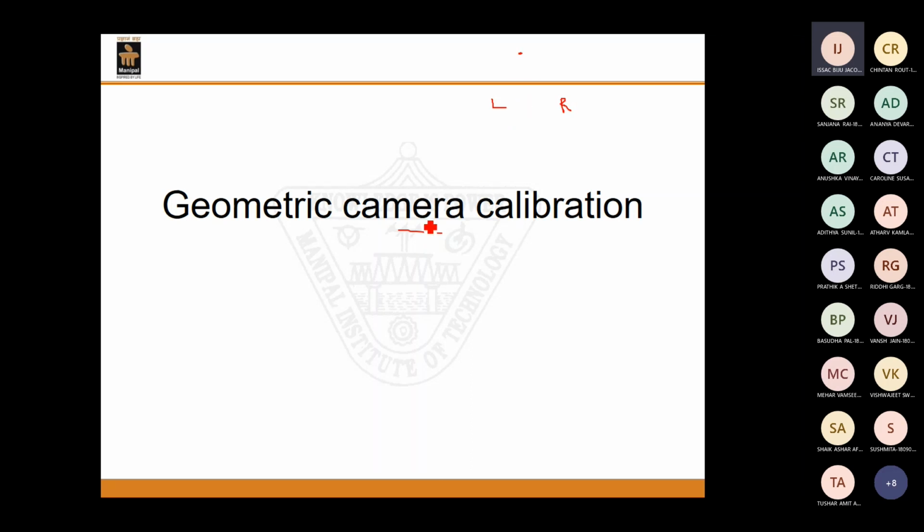Now coming to geometric camera calibration. When we were learning about this, we had assumed that the camera parameters were known to us, right? Now, how do you find out the camera parameters? Given a particular camera, you can calibrate it. You can use calibration techniques to find the camera parameters, that is, the intrinsic and extrinsic parameters of the camera.